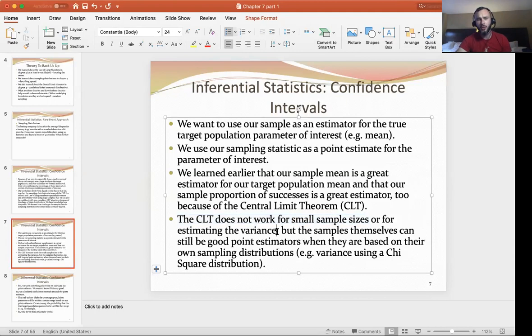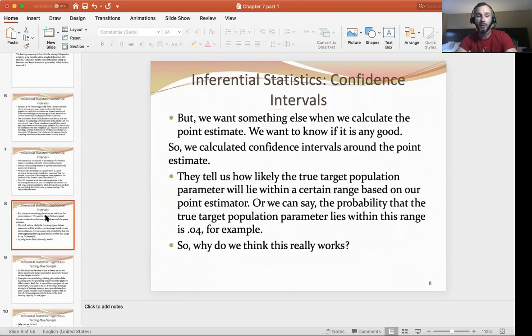So if you don't know the variance, or if it's a small sample size, the CLT doesn't work. But the samples themselves can still be good point estimators when they are based on their own sampling distributions. And we learned briefly about the chi-square distribution. That's a good example of that. We used that when we were forming a confidence interval for variance, the one that had the two fractions with the chi-square values on the bottom and sigma squared in the middle, that compound inequality. That's a good example of basing variance on a chi-square distribution, or something that's not a normal distribution. Chi-square distributions are not normal.